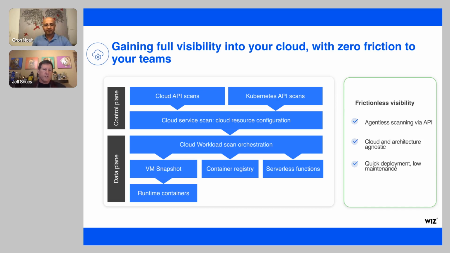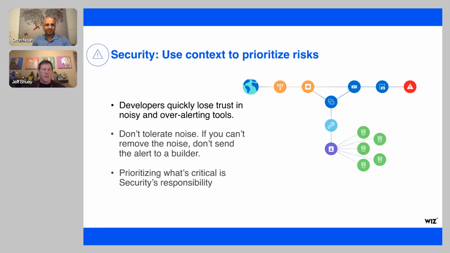In fact, let's shift and talk about security. I said we're going to talk about visibility, security, and agility. So let's shift and talk a little bit more about security. I think one of the key elements is that developers don't want to see a lot of noise. IT ops people don't either. So can you talk a little bit more about that?